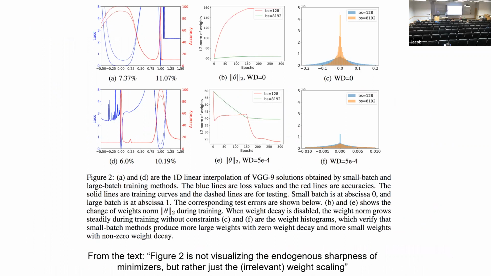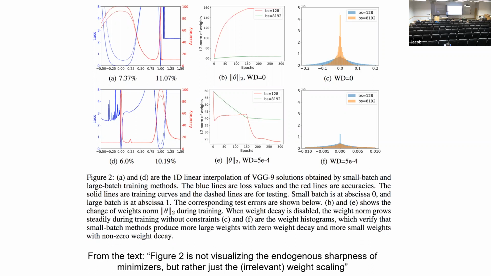So on the left hand, we're trying to understand the left-hand side of these, right? And so at 0, we have the parameters from training with small batches. And at 1, we have the parameters from training with large batches. And on top, we have training without regularization. And on the bottom, we have training with regularization. Yeah, weight decay is weight regularization. Yep.